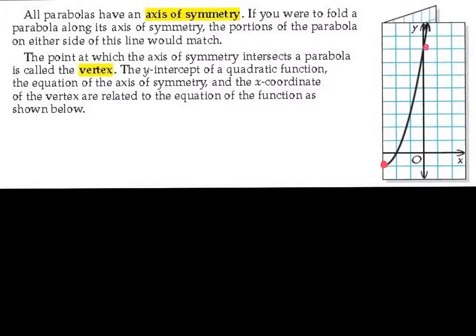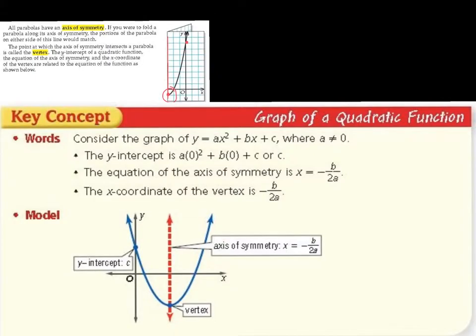The y-intercept of the quadratic function, the equation of the axis of symmetry, and the x-coordinate of the vertex are related to the equation of the function as shown below. Consider the graph of y equals ax squared plus bx plus c, where a does not equal 0. The y-intercept is when x equals 0, so a times 0 squared plus b times 0 plus c is just c. The equation of the axis of symmetry is x equals negative b over 2a, and the x-coordinate of the vertex is also negative b over 2a.